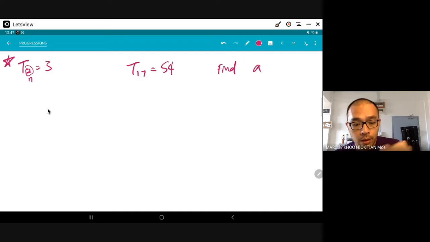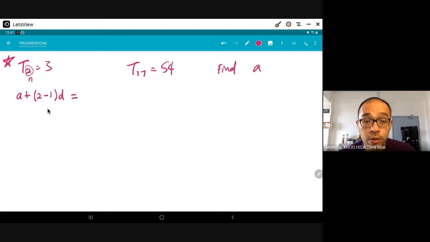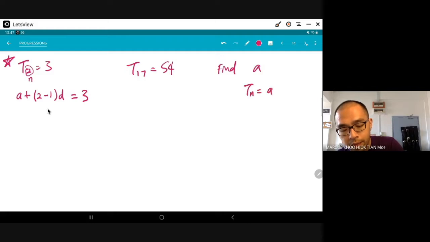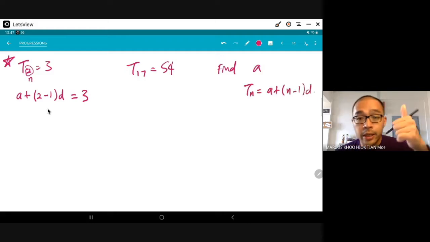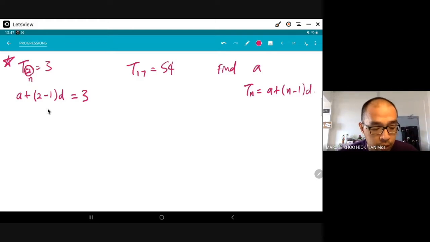Okay, so if we put inside this one, ini akan jadi A plus 2 minus 1 D equals to 3. So ini Tn. Okay, I give you back the formula. Tn equals to A plus N minus 1 D. Ini, we don't have the A, we don't have the D. The only thing we have is the N. So kita masukkan N dulu. Okay, when I put the N2 over here, this akan jadi A plus 1D equals to 3. Okay, and saya berhenti dulu setakat itu.